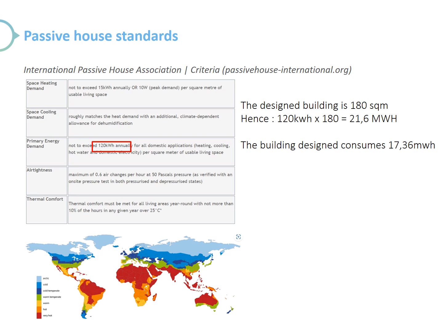The designed building is 180 square meters, hence 120 kilowatt hours multiplied by 180 gives us 21,600 kilowatt hours, which is 21.6 megawatt hours annually. As shown before, the building designed only consumes 17.36 megawatt hours, which is lower than 21.6, and that's a good result.